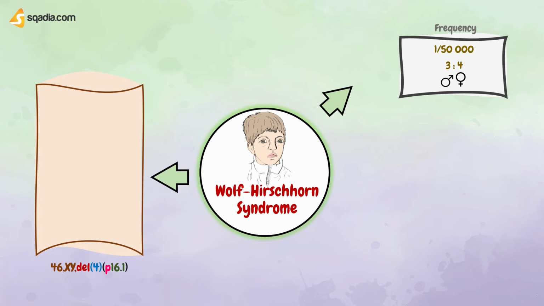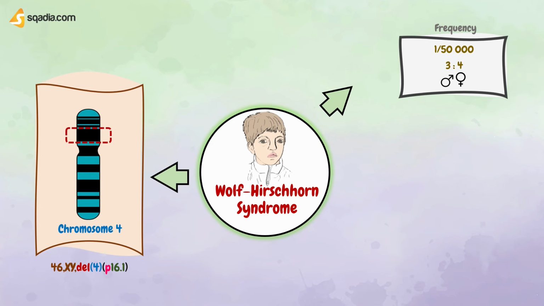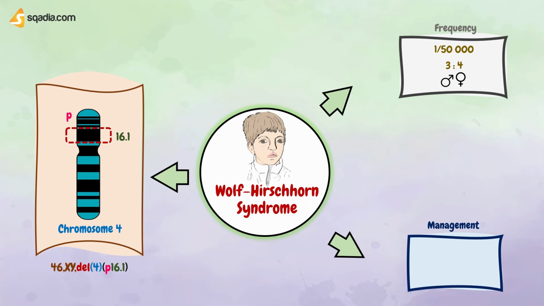Genetics of Wolf-Hirschhorn syndrome is, for example, 46XY deletion 4p16.1, which means there is deletion on chromosome 4 at arm P of band 16.1 and balanced translocation in 10%. Management of Wolf-Hirschhorn syndrome is that developmental checks are necessary. There is failure to thrive, but lifespan can be into the teens.